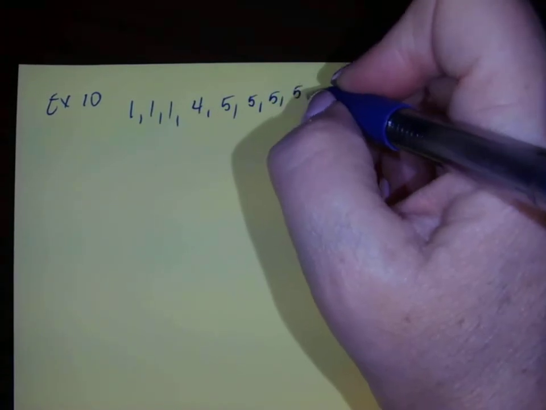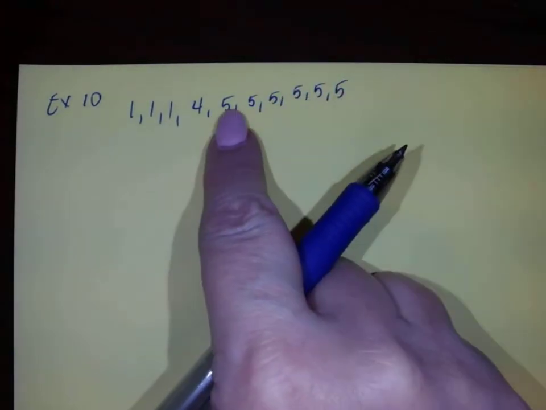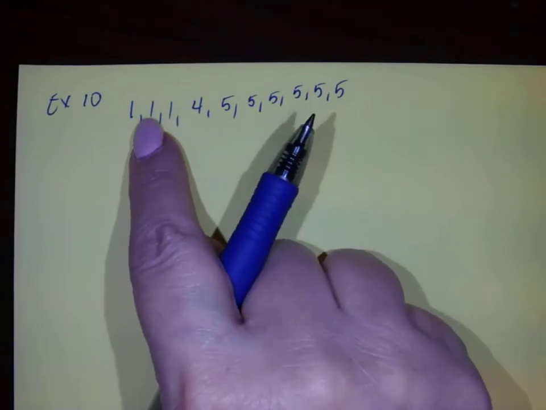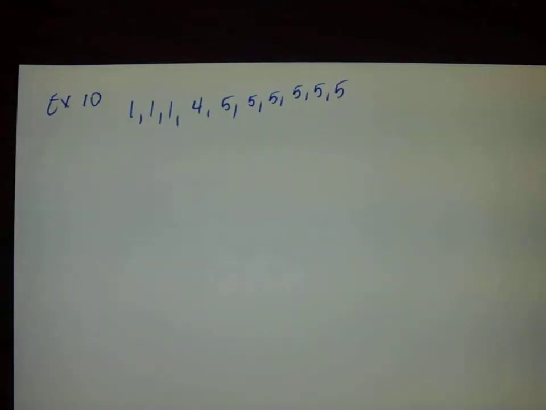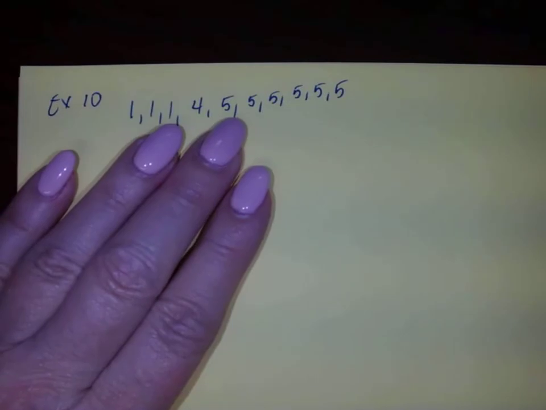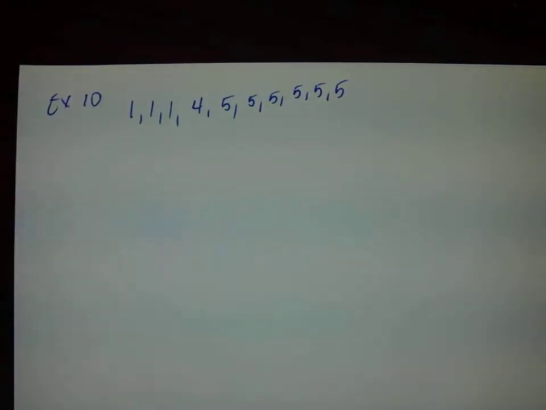5, 6 times. So 1, 2, 3, 4, 5, 6, 7, 8, 9, 10. So what I always do is when I go to write a list of numbers, I double check that I got them all because you don't want to miss one.